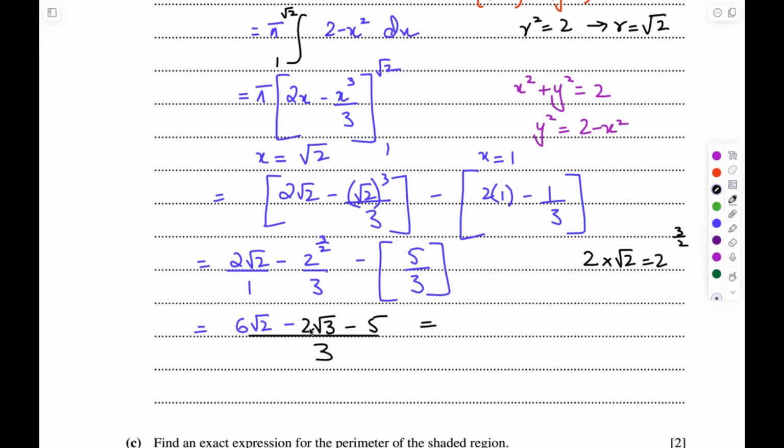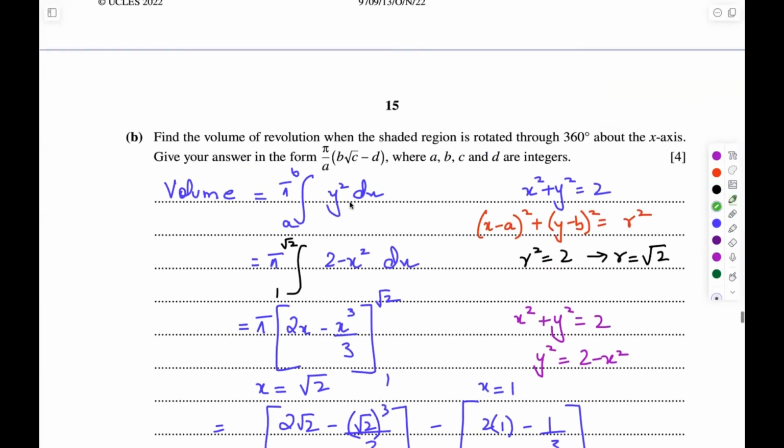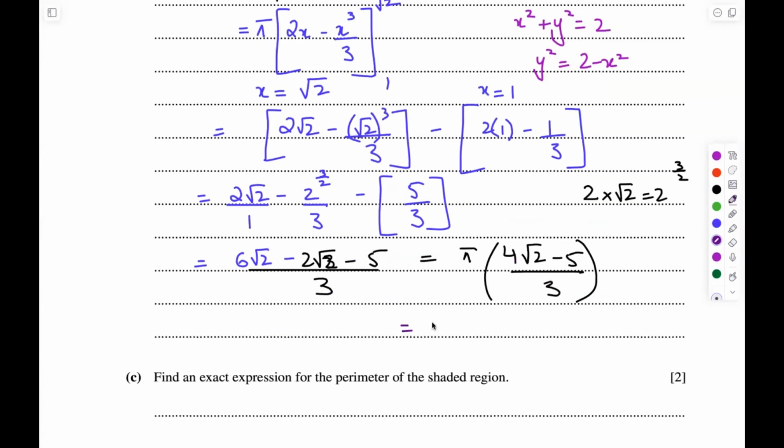So 6 square root of 2 minus 2 square root of 2 is 4 square root of 2 minus 5 upon 3, and we'll add pi to the final answer. Now, as we had to give our final answer in the form pi upon a bracket b square root of c minus d, we can write 1 upon 3 outside the bracket. So this will become pi upon 3 bracket 4 square root of 2 minus 5, which will be the volume of the shaded region for the limits square root of 2 and 1.